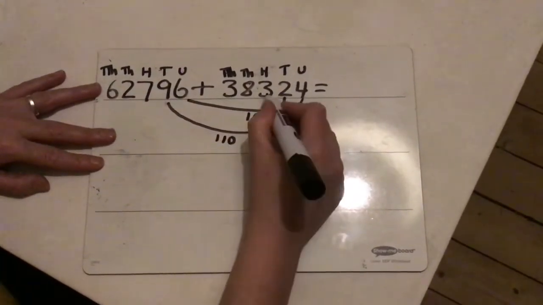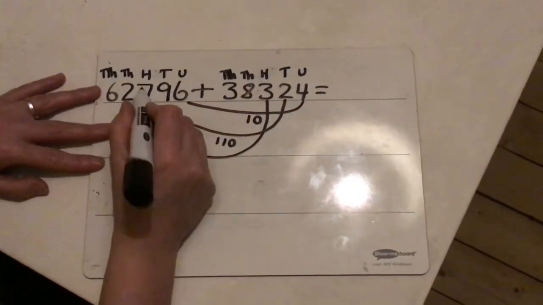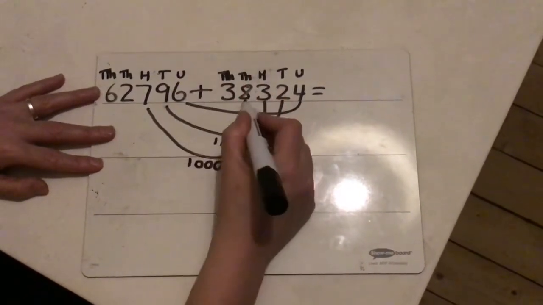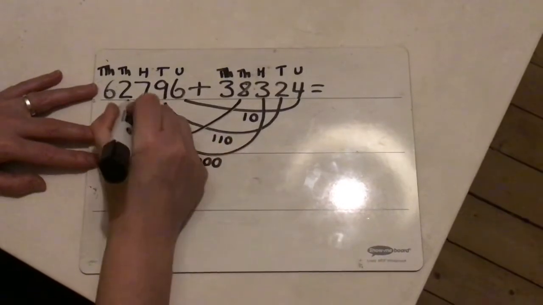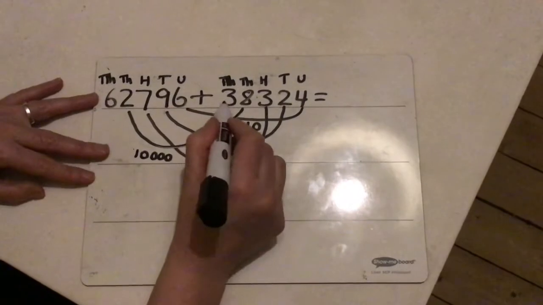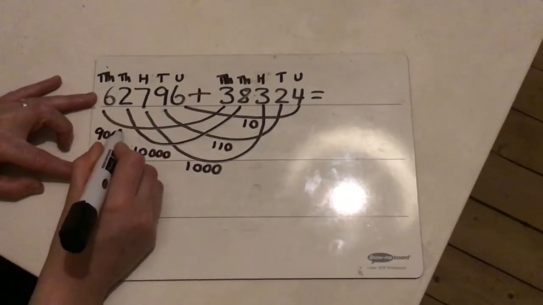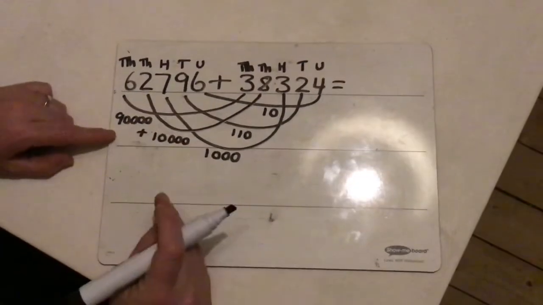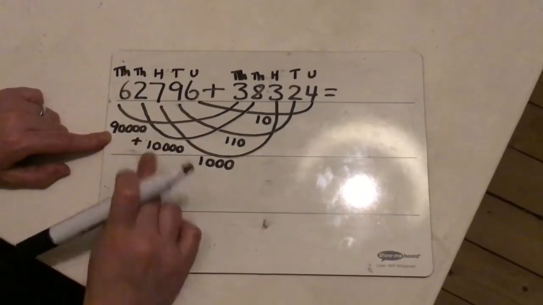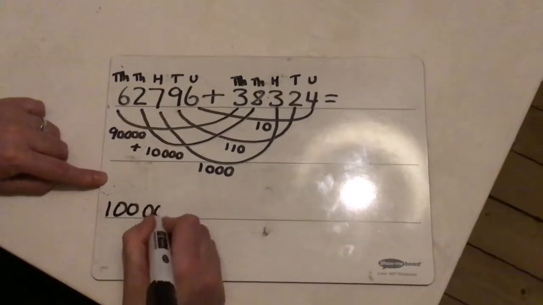Okay, I'm going to take this all the way down here. 300 and 700, that gives me 1,000. Okay, not to get confused, bringing my thousands over. 8,000 and 2,000 gives me 10,000. And then again, 30,000 and 60,000 gives me 90,000. Okay, so I'm going to start by adding my 90,000 and my 10,000. So 90,000 and 10,000 gives me 100,000.